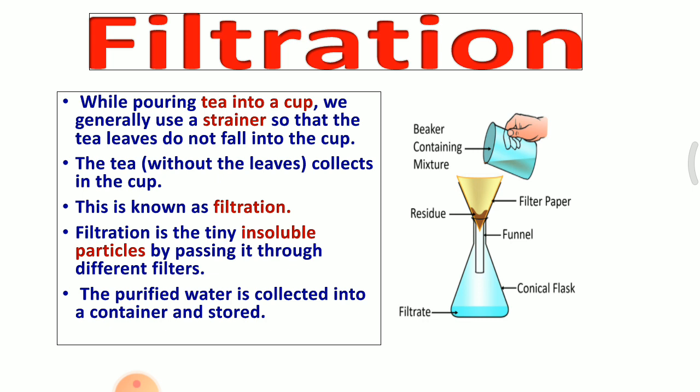For doing this filtration process, some important things are needed. One is filter paper. If you don't have a filter paper in your home, everybody has a strainer, a tea strainer or coffee strainer. You can take that. If you don't have a strainer, you can take at least any cotton cloth.